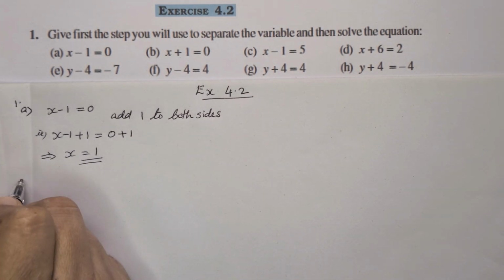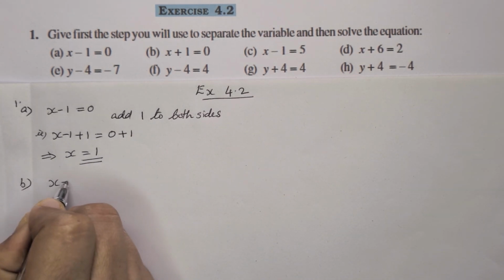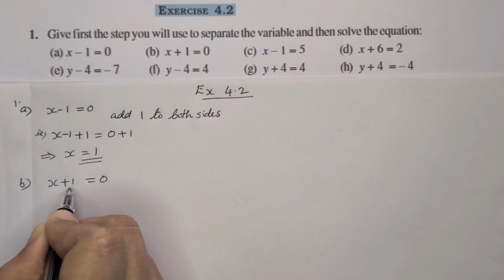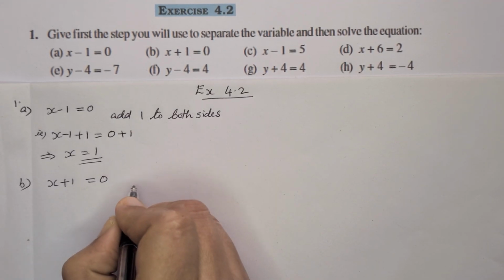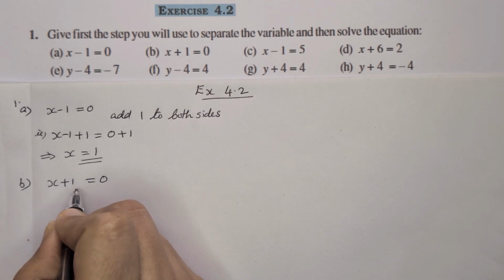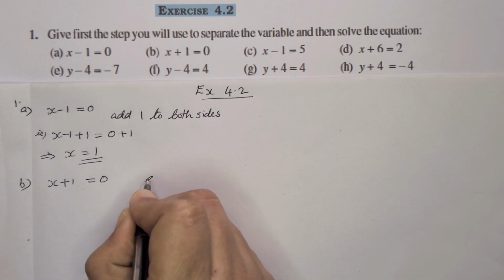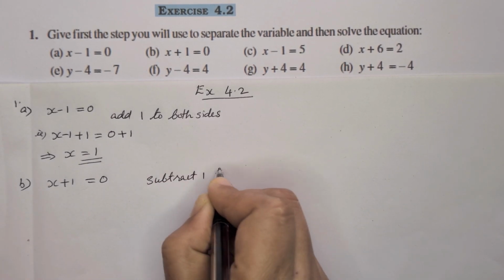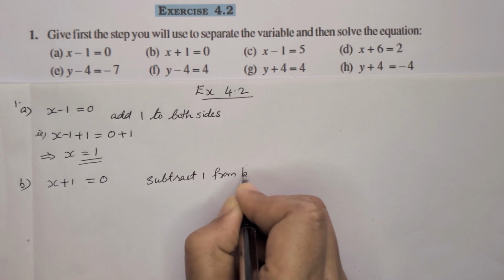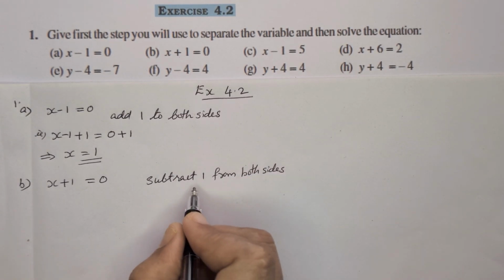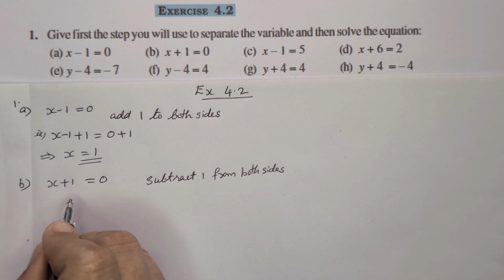Now B. x plus 1 is equal to 0. We have to remove this 1 from this side. So what we have to do? Here it is plus 1. To remove that, use the opposite sign. Subtract 1 from both sides. Whatever the calculation, we have to do the same way on both sides of the equation.